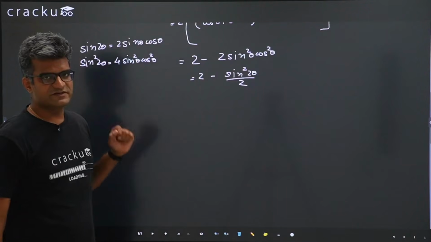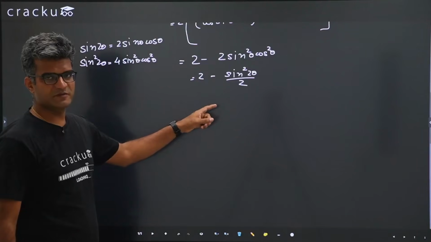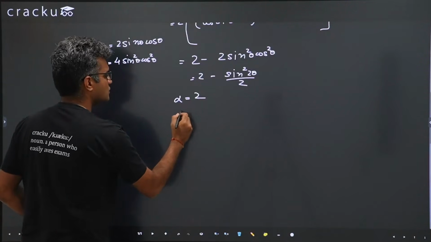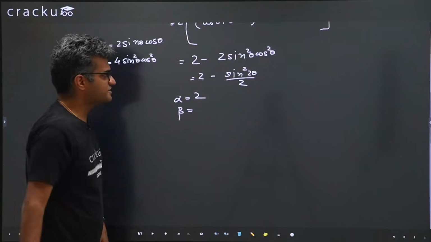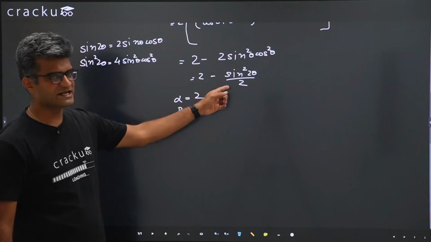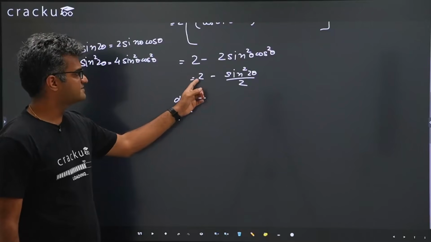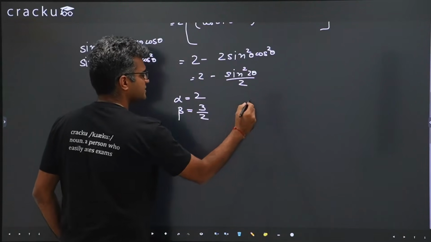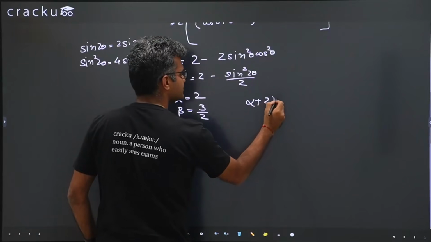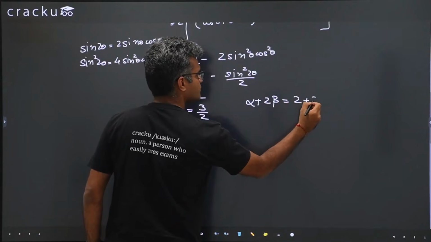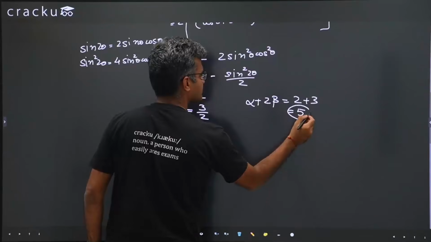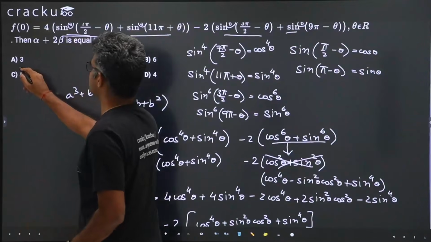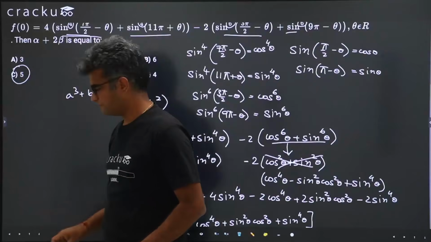What is the maximum value of this expression? This expression will be maximum when sine 2 theta is equal to 0, and the maximum value will be equal to 2. What is the minimum value of this expression? The minimum value will occur when sine 2 theta is equal to 1, and this will equal 2 minus 1 by 2, which is equal to 3 by 2. Therefore, the value of alpha plus 2 times beta is equal to 2 plus 3, which is equal to 5. So the answer for this particular question is option C, which is equal to 5.